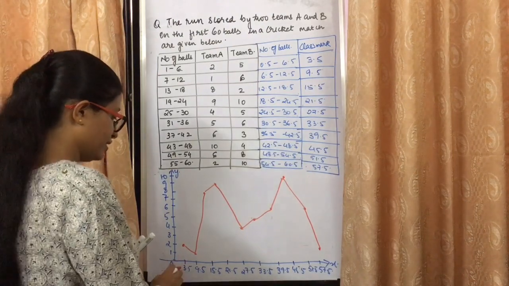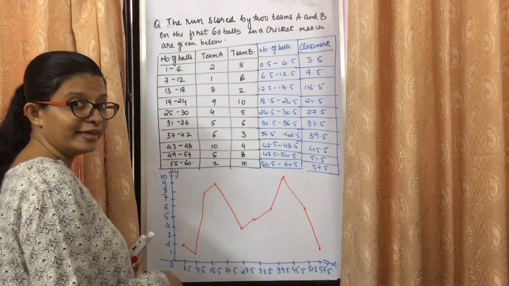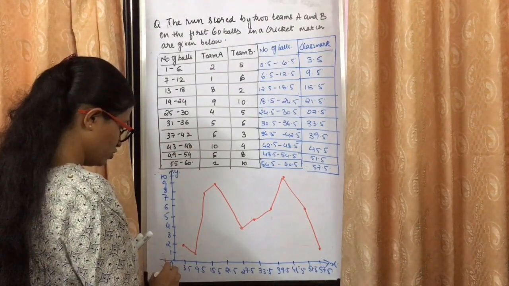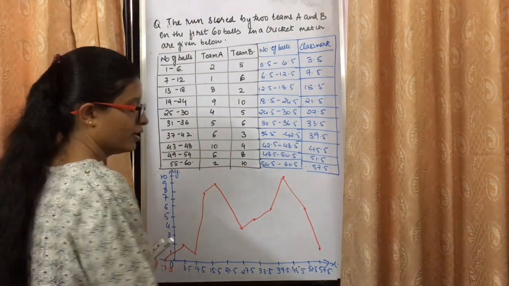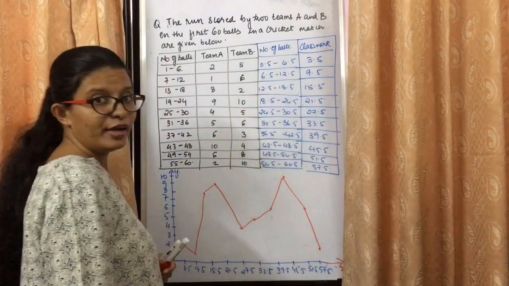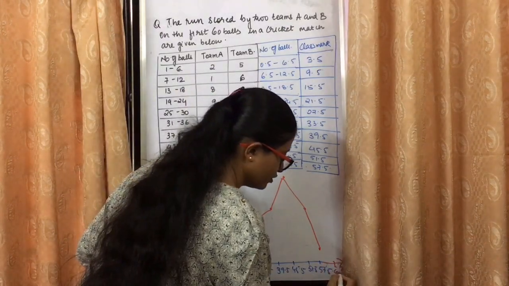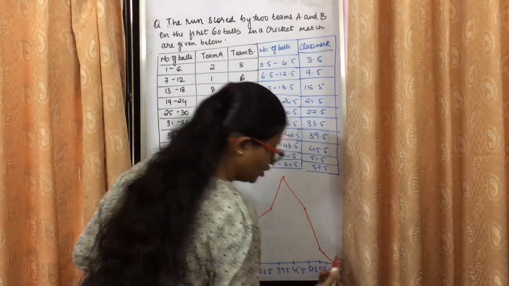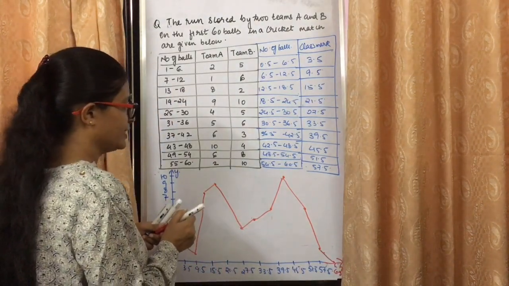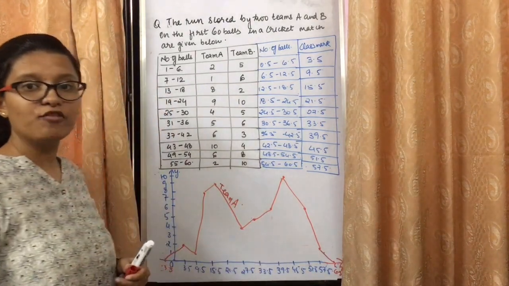How do we join? Minus 6 from 3.5. What you will get? Minus 3.5. So here it will come minus 3.5, and I will join it with this. Add 6 to the last value: if I add 6 to 57.5, I will get 63.5. So my value will be this. So the red graph you can see is for team A.